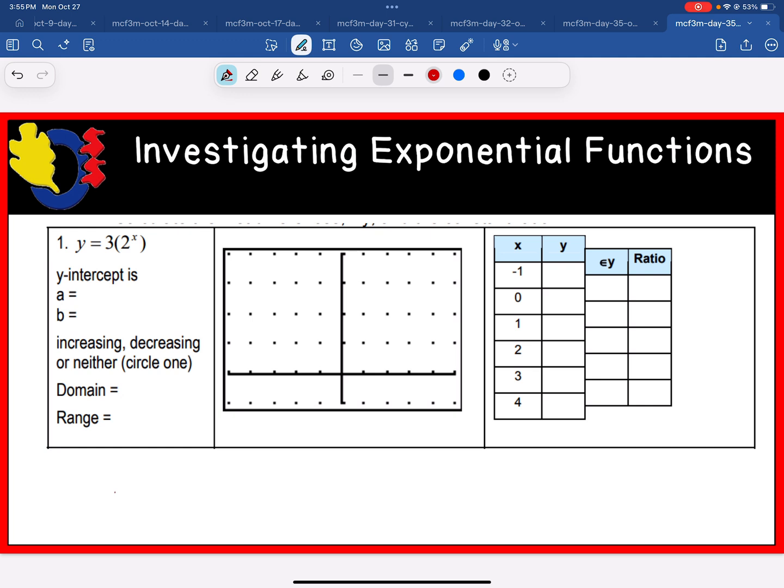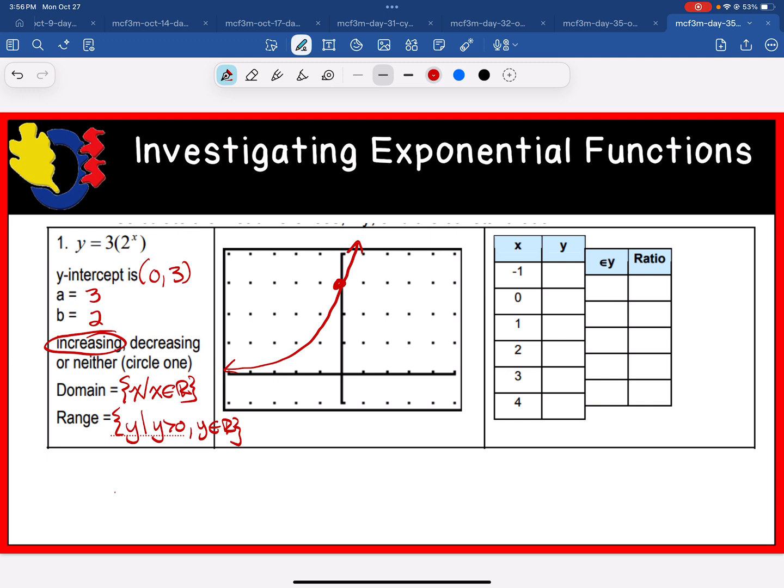When you do this, you should see that the y-intercept is at (0, 3). So our function should look something like this. We have an increasing function. Our domain is x such that x is an element of the real numbers. The range is y such that y is greater than 0 and y is an element of the real numbers. Our a value is 3, our b is 2.